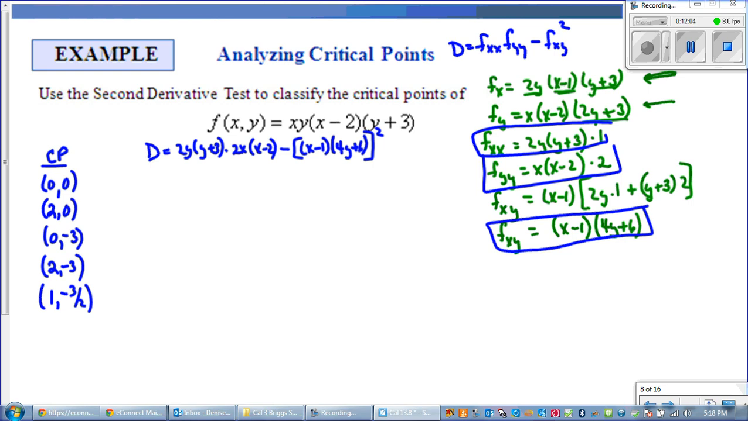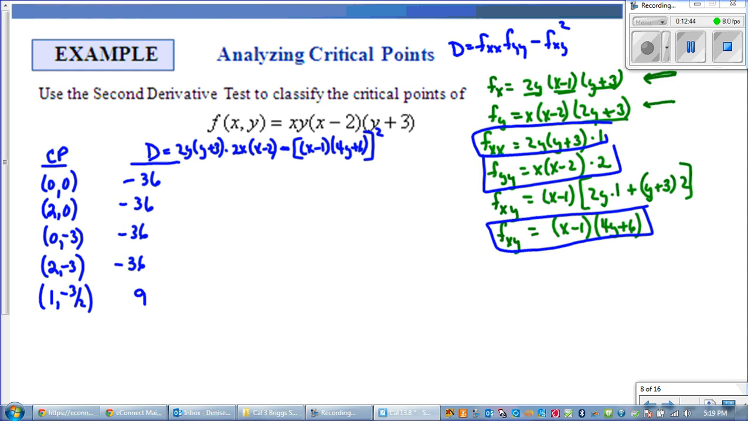Okay, so now the value of the discriminant for each of these points, plug in (0, 0). The first term will be 0. We're going to get negative 6 squared. So the negative's outside. Negative 6 squared will be 36, but we have the negative here in the middle, so it'll be a negative 36. At (2, 0), you'll also get a negative 36. At (0, -3), you'll get a negative 36. At (2, -3), you'll get a negative 36. And at (1, -3/2), you'll come up with a 9.